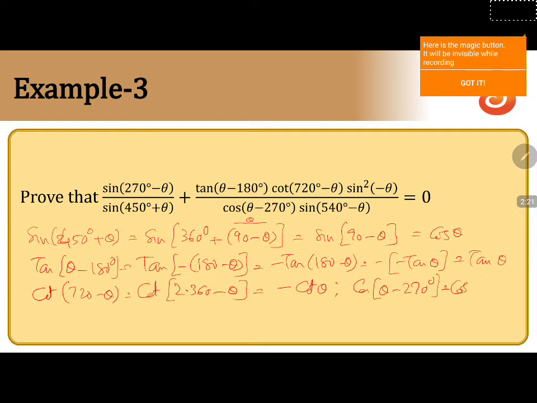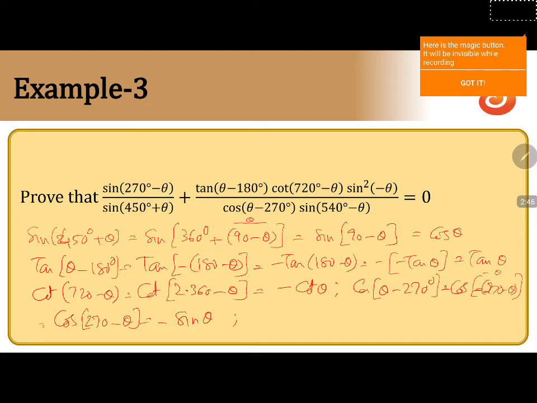Then we will take up cos of theta minus 270 degrees. Take minus common, cos of minus 270 minus theta it is. Minus theta lies in fourth quadrant, where cos is positive. So you will get cos 270 minus theta. But cos 270 minus theta is minus sine theta.